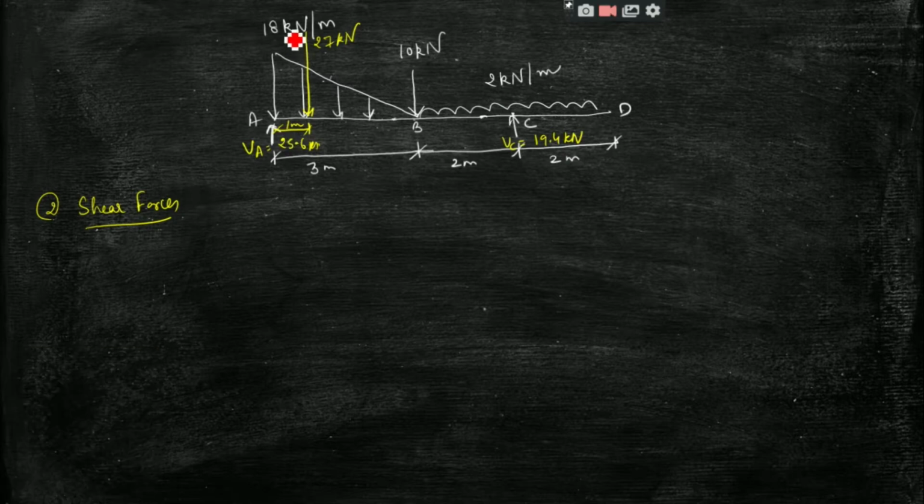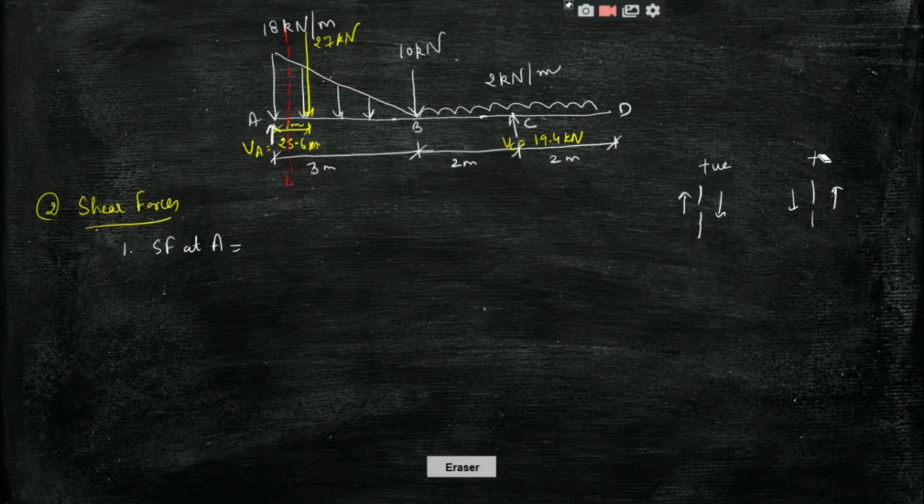So for the first section I will take the left of A. Okay, so this is my first section. So the shear force at A will be VA, because it is the only upward force on the left hand side of this section, and we are taking this direction to be positive and this direction to be negative. So as we have an upward force on the left hand side, we will take it to be positive.